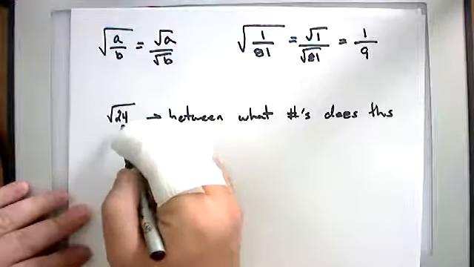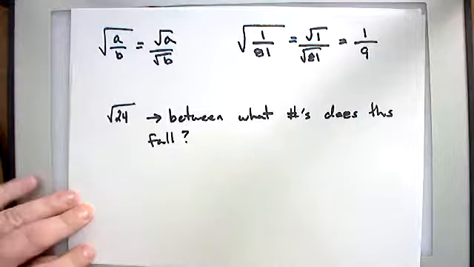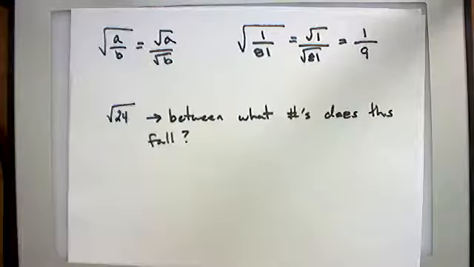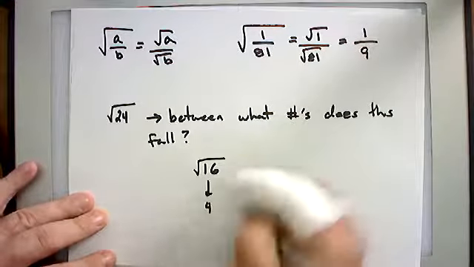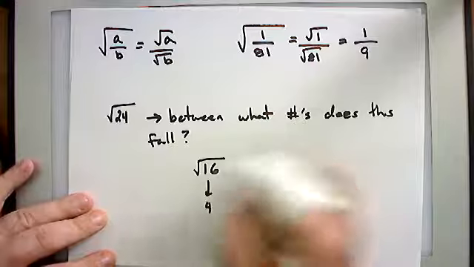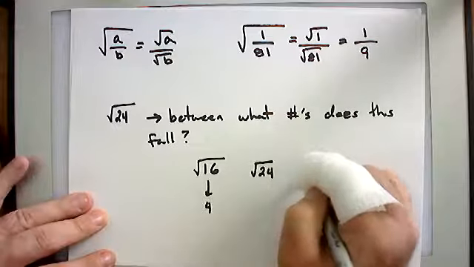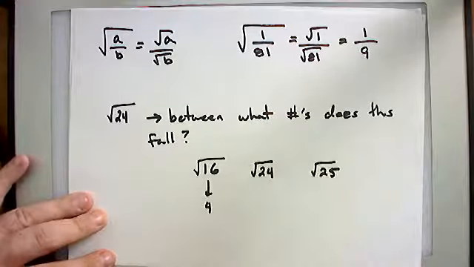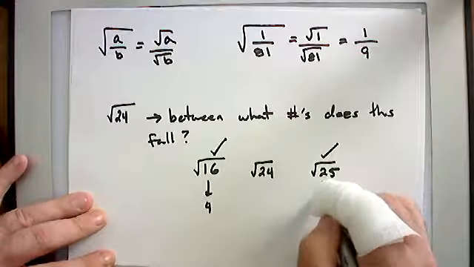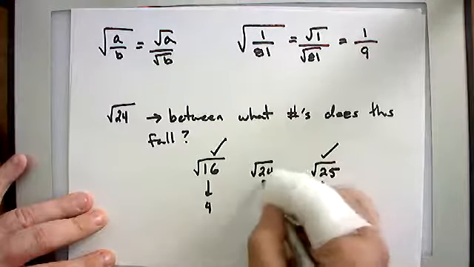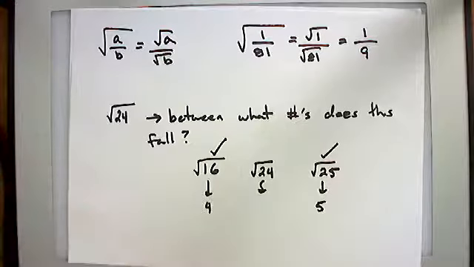What's the first root you know before 24? The square root of 24. What's the first clean root you know before that? Probably 16, right? I know the square root of 16, which is 4. Then we get the square root of 24 somewhere after that. And then the next one I know after that is the square root of 25, right? I know the square root of 16. The next one I know is the square root of 25, which is 5. So 24 falls somewhere between 4 and 5.